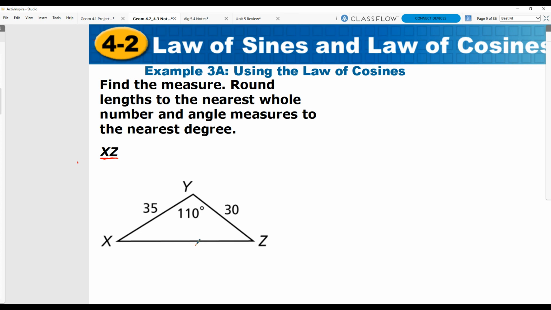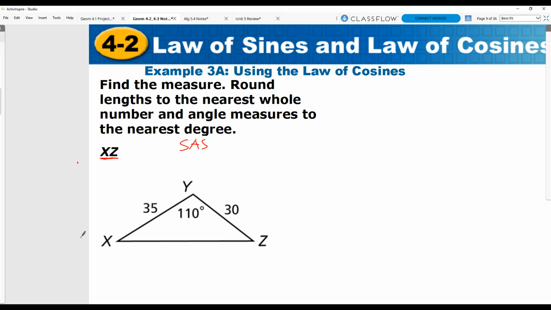If you notice, the information we have is side angle side. If you take a look, we have a side, we know this angle, and we have this side over here. Because of that, we can use the law of cosines to find this missing side.